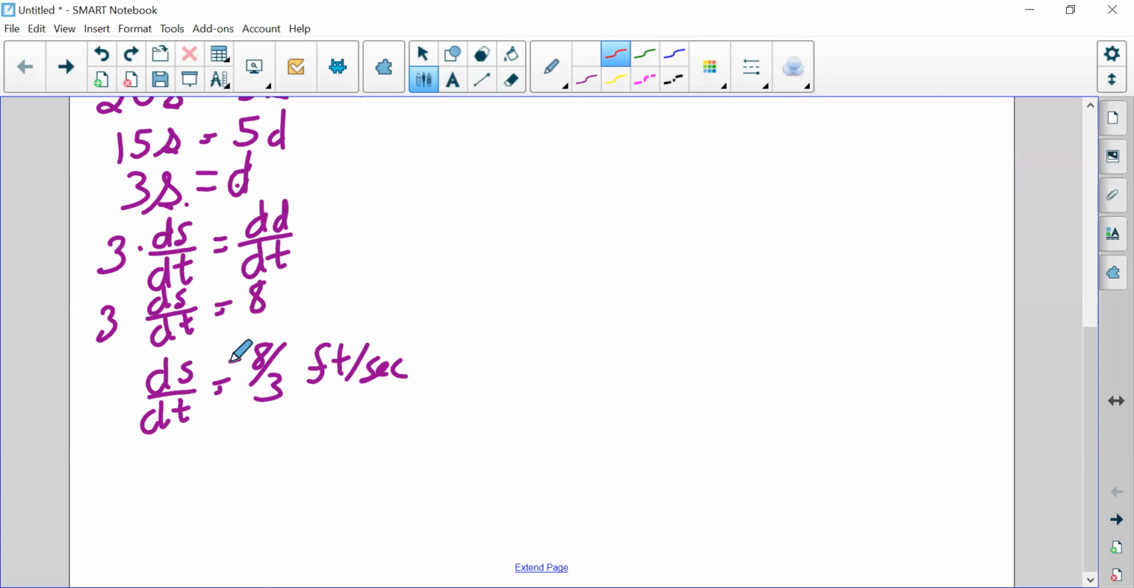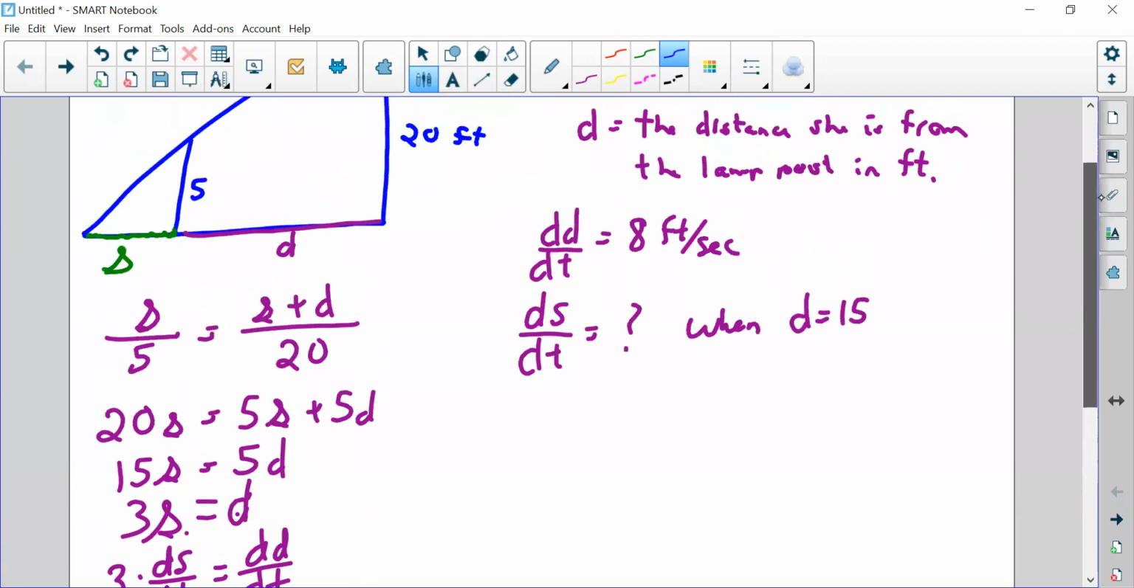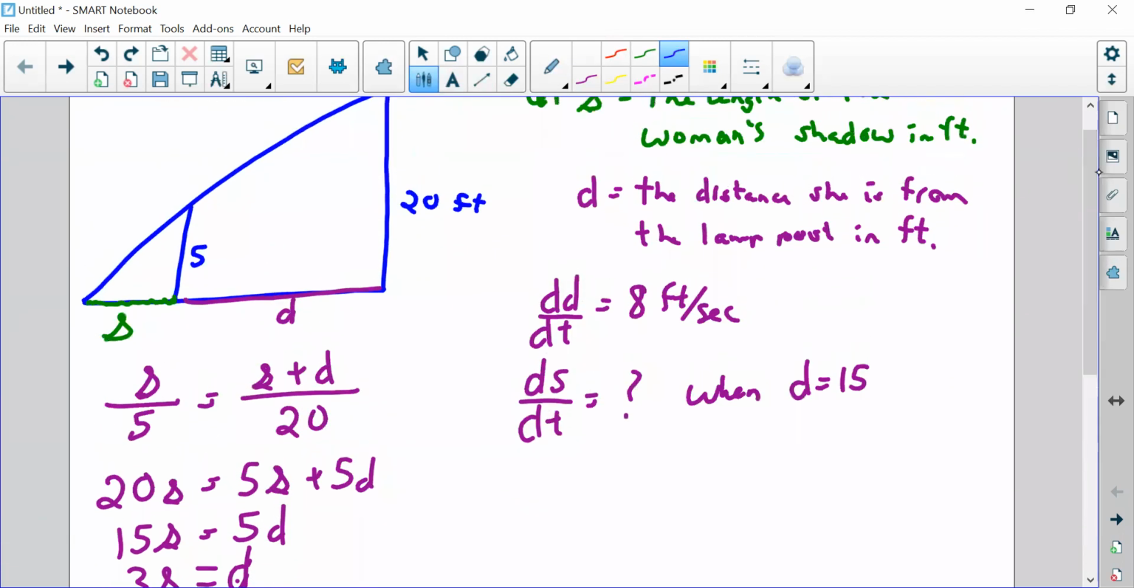Okay. So now let's look at the second part of this question. Now it says, at what rate is the tip of the shadow moving? So new question. Now we want to figure out at what rate the tip of the shadow is moving.